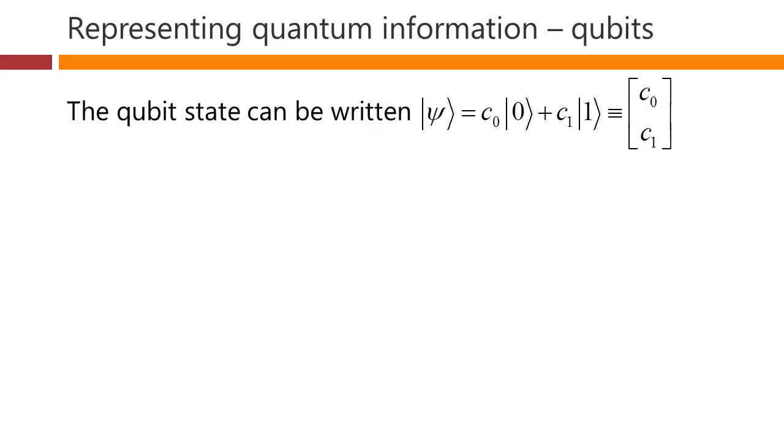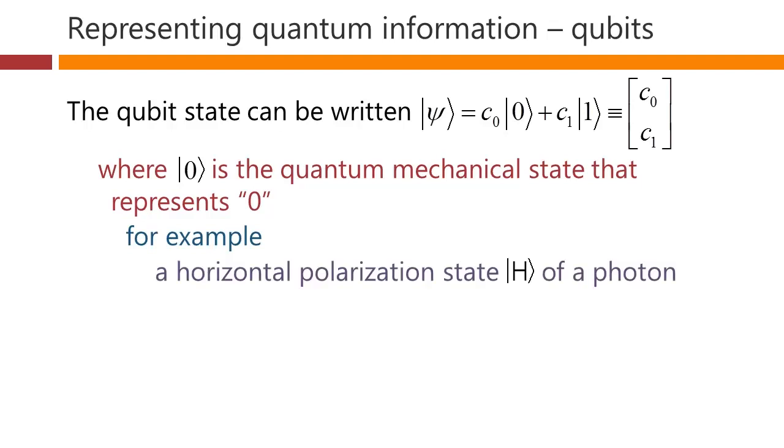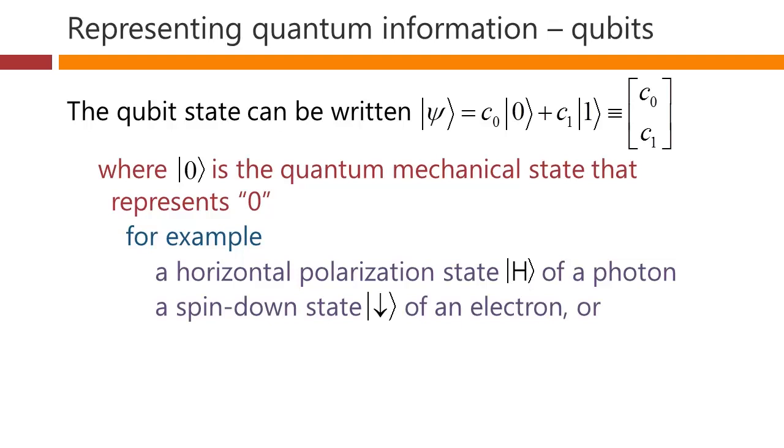So we could write a qubit state in the following form. We could call the state psi, if we like, and write it like this. And here, |0⟩ would be the quantum mechanical state that is representing 0, or logic 0, if you like. For example, it could be a horizontal polarization state H of a photon, or perhaps it could be a spin-down state of an electron, or possibly a ground state, G, for example, of an atom.